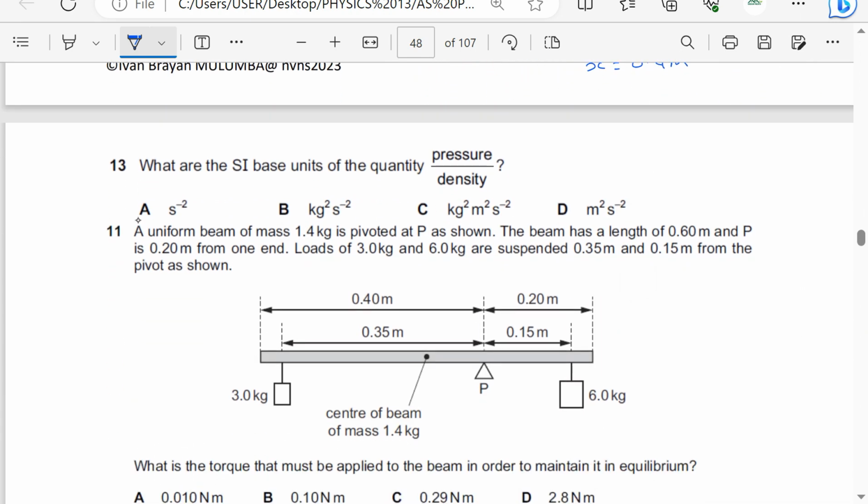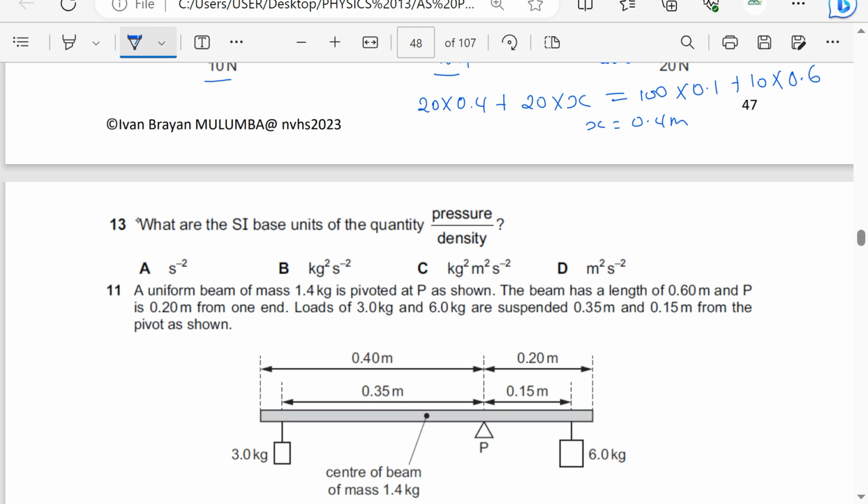What are the SI base units of the quantity pressure divided by density? Okay, for pressure, remember pressure is force over area. So force is kilogram meters per second squared, over area, which is meters squared. So this becomes cubed. Kilogram meters per second squared, that is force, over area, which is meters squared.